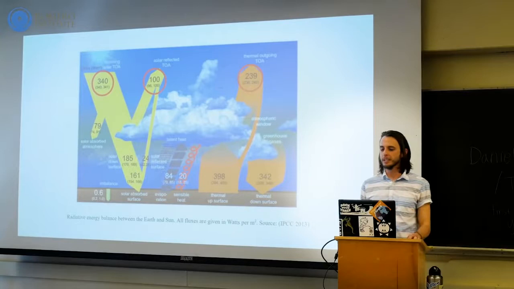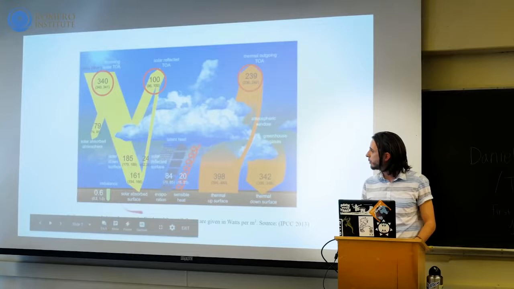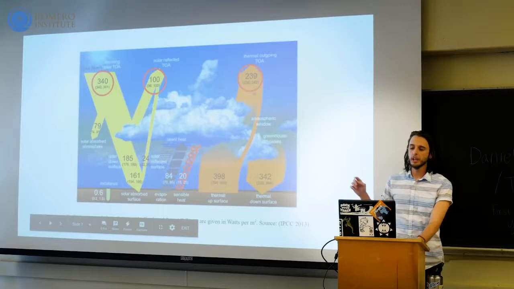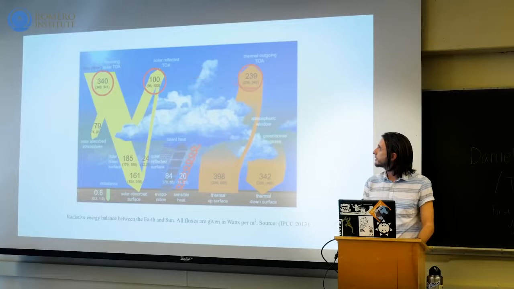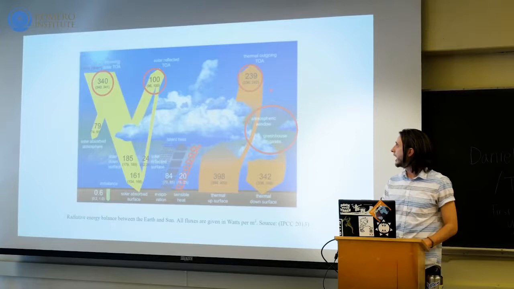And then the rest of it comes down and interacts with either the atmosphere or the Earth's surface in some way, gets absorbed and comes back out as thermal energy. But you can see that the numbers don't quite add up. 340 minus 100 minus 239 is not zero, and that's what it should be, but it's not. And that's because of greenhouse gases in this atmospheric window here, the infrared absorption band.